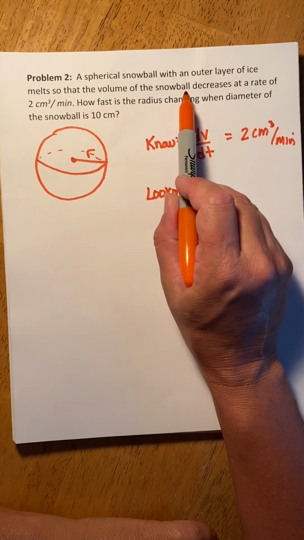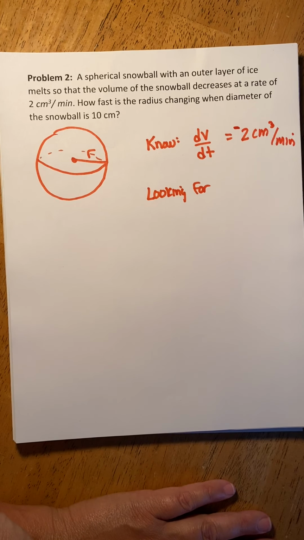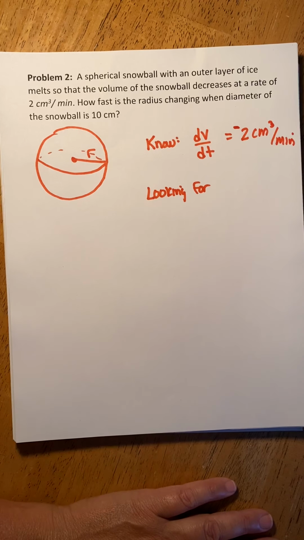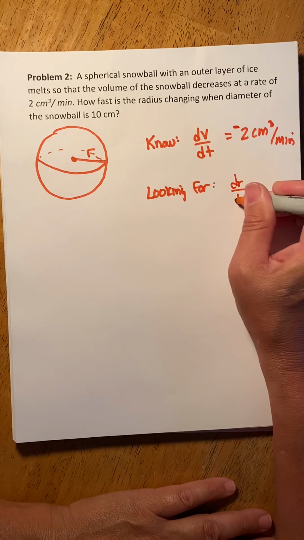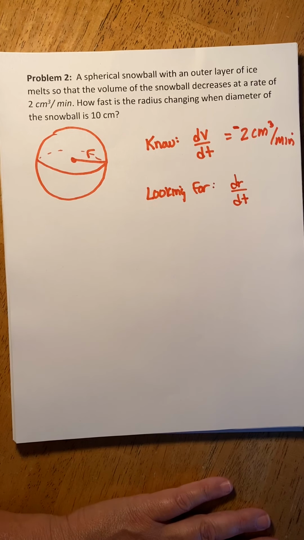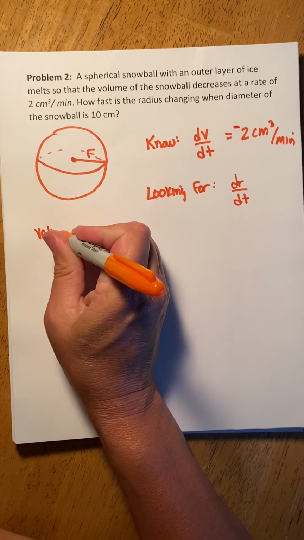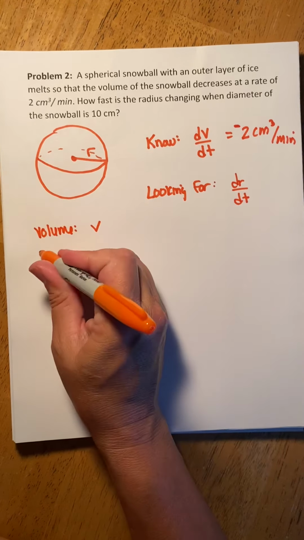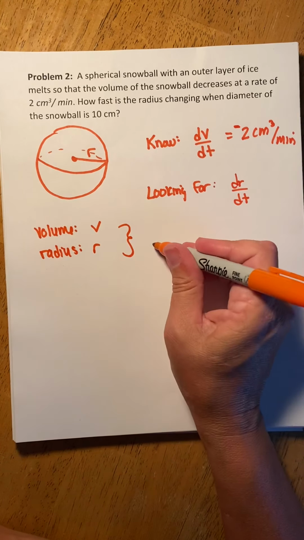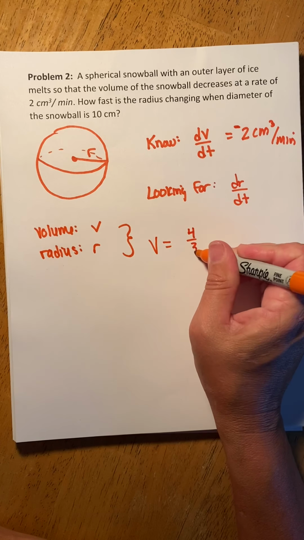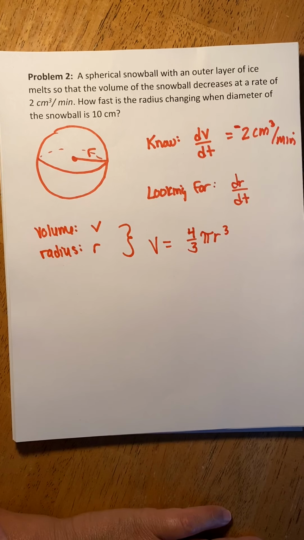the volume is decreasing at a rate of 2 centimeters per minute. So I made a mistake earlier: don't forget, if something's decreasing, then its rate of change is negative. Right? We're looking for how fast the radius is changing. So changing is just derivatives, rates of change. So we have our volume, which I'll call V, my radius, which I'll call R, and the relationship between the volume and the radius in the sphere is 4/3 pi r cubed. 4/3 and pi are constants.